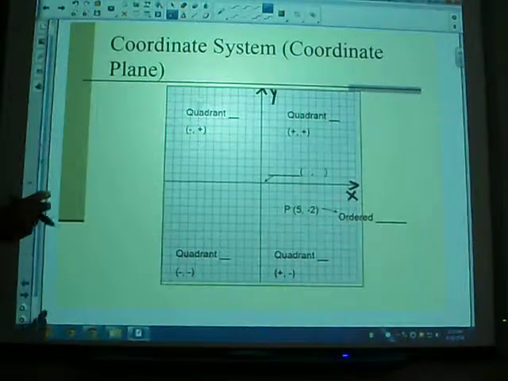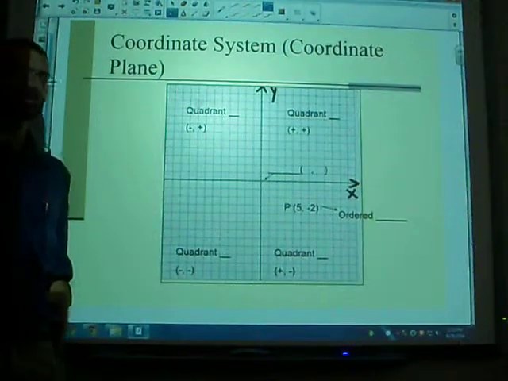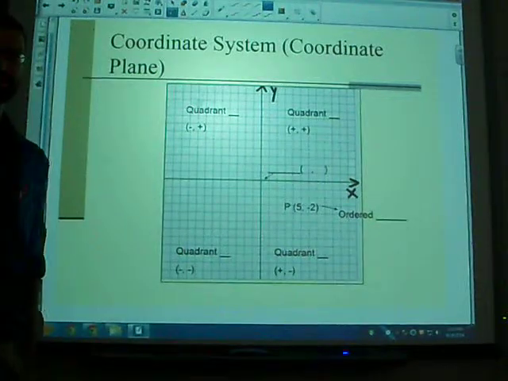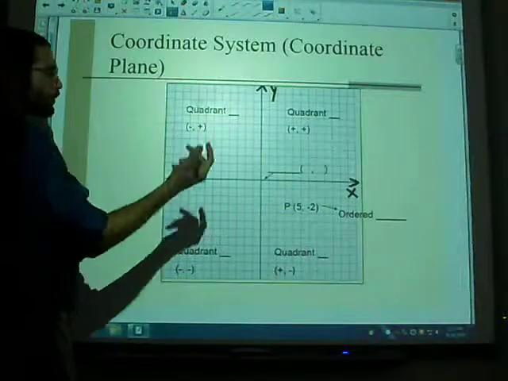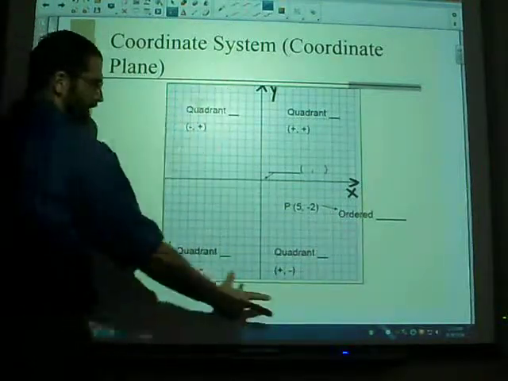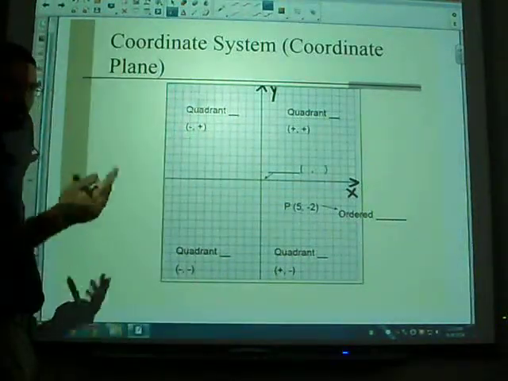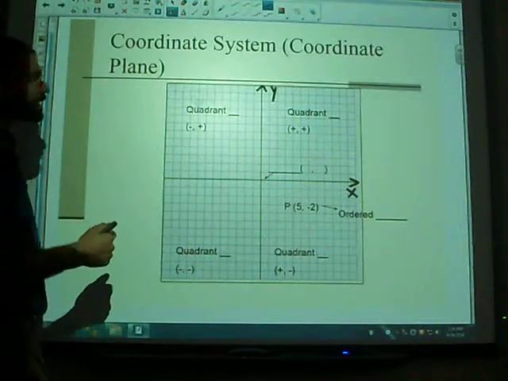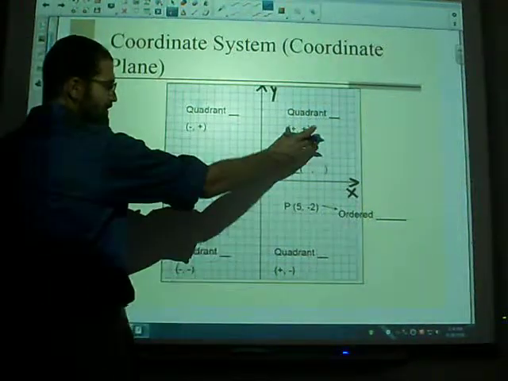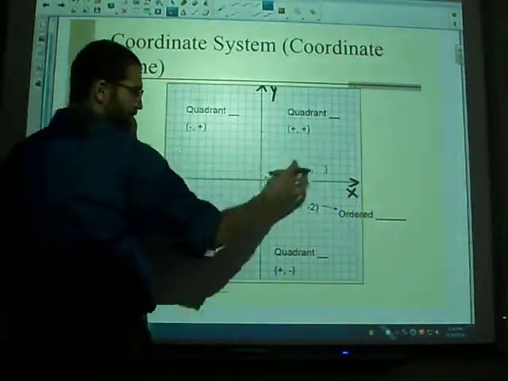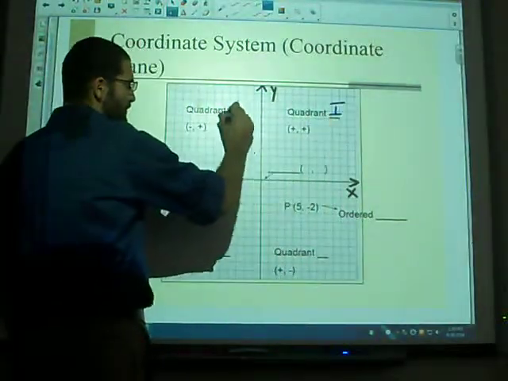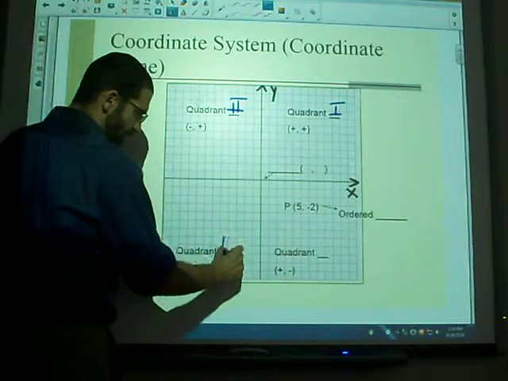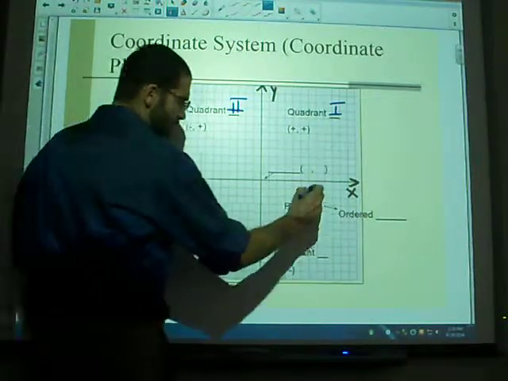In order to talk about relations, they are connected to graphing. So first let's review some basic things about graphing that you probably should know already, such as parts of the coordinate plane. This thing right here is called a coordinate plane. That's where you graph your functions or your lines. The coordinate plane consists of four quadrants. Each square here is called a quadrant. This is quadrant 1, quadrant 2, quadrant 3, and quadrant 4.